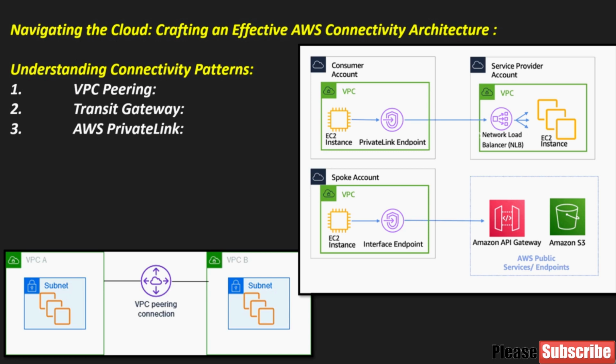The third is AWS PrivateLink. It facilitates private connectivity between VPCs, AWS services, and on-premises applications, and it ensures a secure and scalable connection without traversing the public internet.